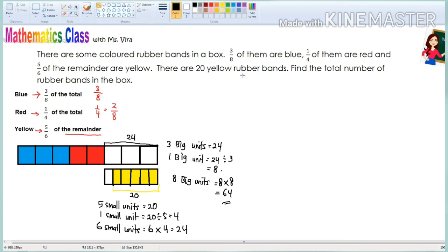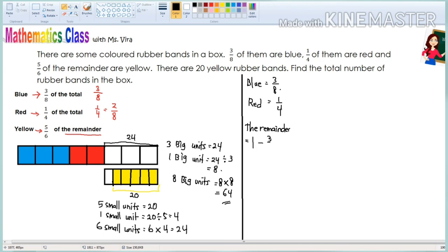The second method, we are not going to draw a model. Then we have to write blue is 3/8 and red is a quarter. Yellow is 5/6 of the remainder, so we have to find the fraction of the remainder first. The remainder is 1 minus 3/8 minus 1/4. And 3/8 and a quarter have to have the same denominator, so we exchange a quarter into 2/8. 1 minus 3/8 minus 2/8 is 3/8.